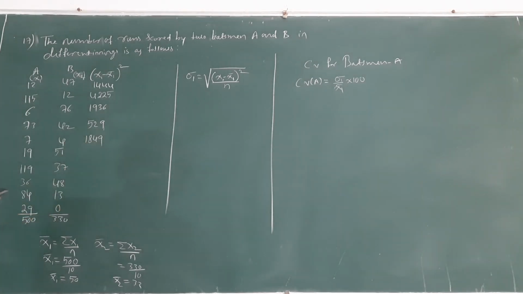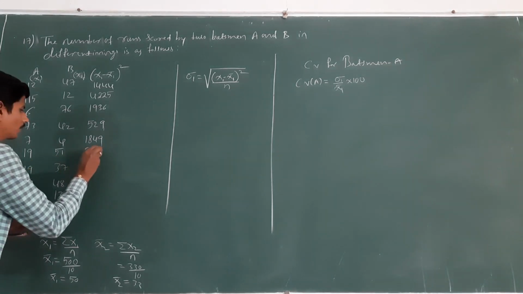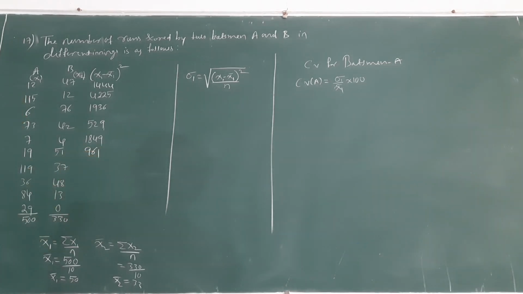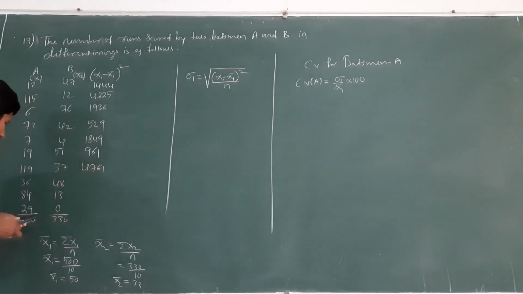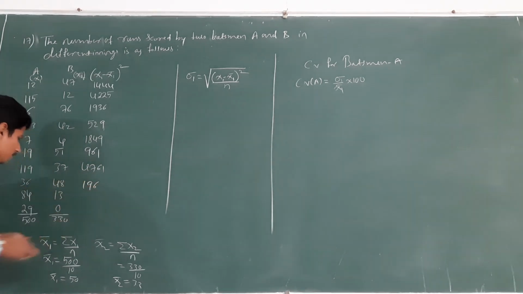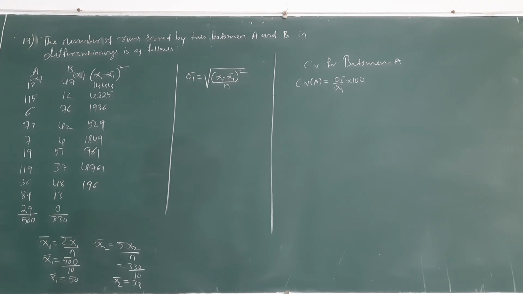The next, 19 minus 50 is minus 31, its square is 961. 119 minus 50 is 69, its square is 4761. The next, 36 minus 50 is minus 14, its square is 196. The next, 84 minus 50 is 34, its square is 1156.